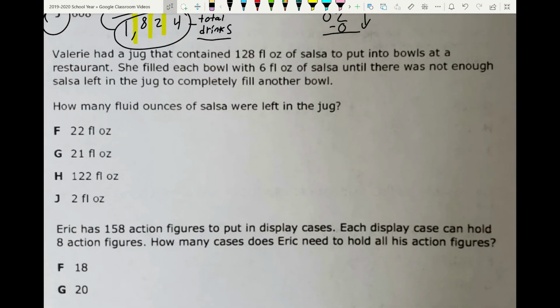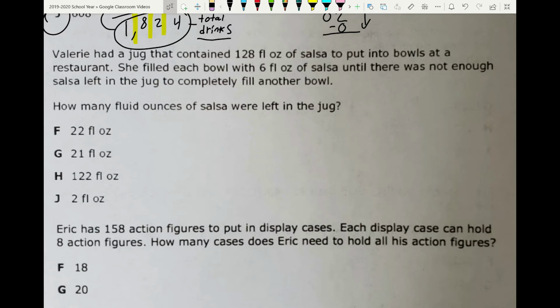Valerie had a jug that contains 128 fluid ounces of salsa to put into bowls at a restaurant. She filled each bowl with 6 fluid ounces of salsa until there was not enough salsa left in the jug to completely fill another bowl. How many fluid ounces of salsa were left in the jug?